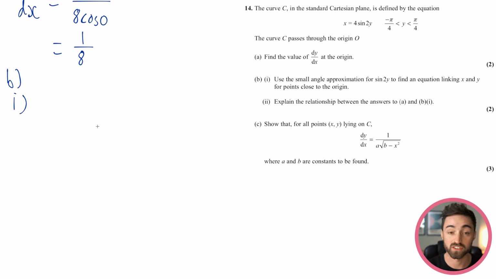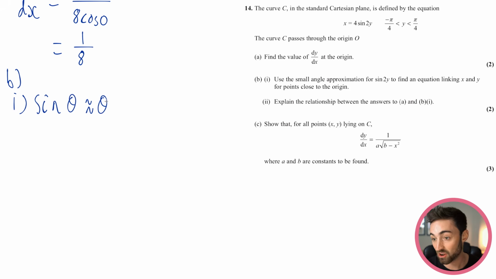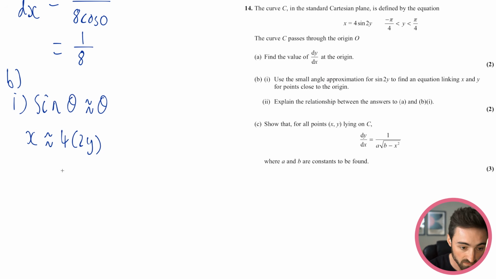Sine of 2y. Okay, so the small angle approximation for sine essentially says that when theta is small, sine theta is just about theta. So find an equation linking x and y. That means that x is approximately going to equal 4 times 2y, which gets me 8y is approximately equal to x, so y is just about x over 8 near the origin.